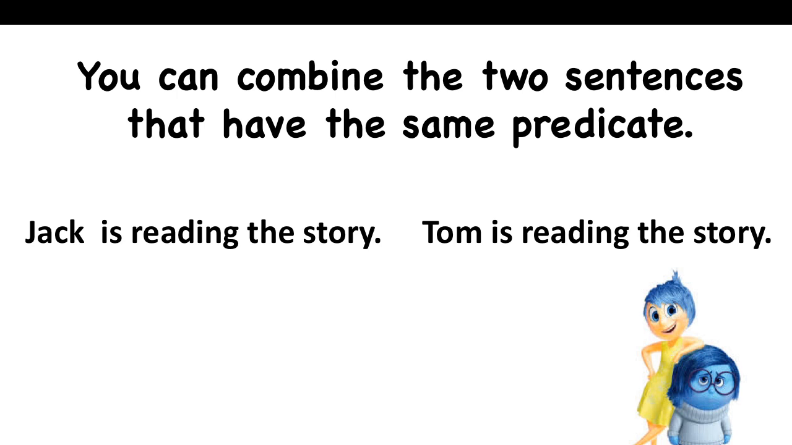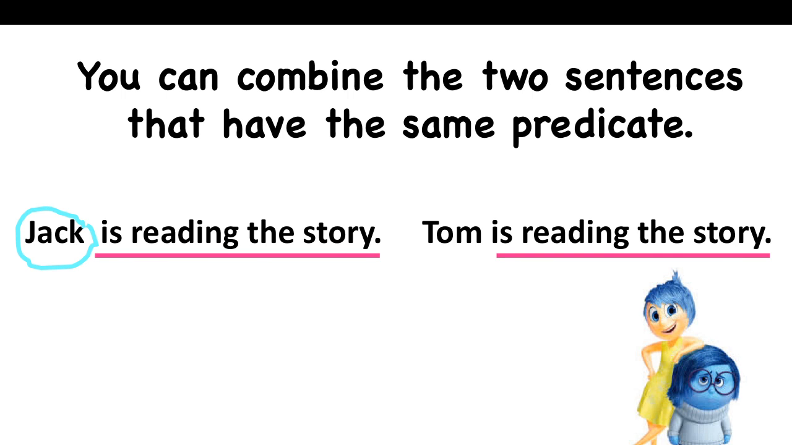So, one more. Again, Jack is reading the story. Tom is reading the story. Which words in the predicate are repeating? Is reading the story. Which words or subjects are not the same? Jack, Tom. Join them together with the word and. What will happen to these words under the connection part? They will disappear. Jack and Tom. Now, we will change the verb, because when you use is, that is for a singular person. But we have now two people. So, Jack and Tom, not is, but are reading the story.